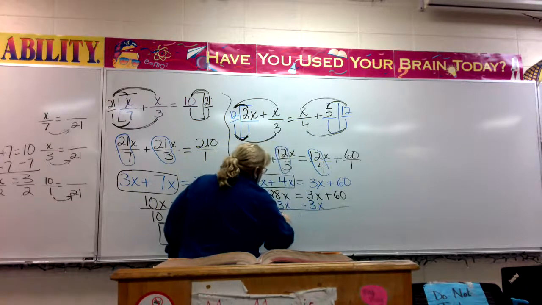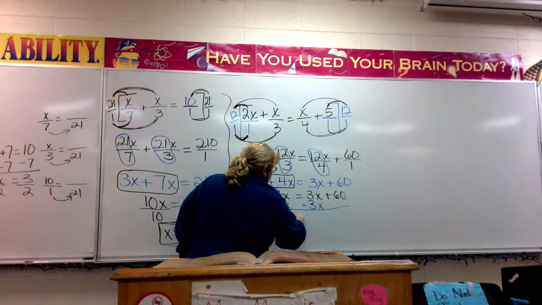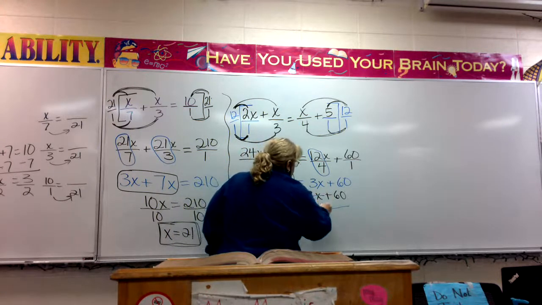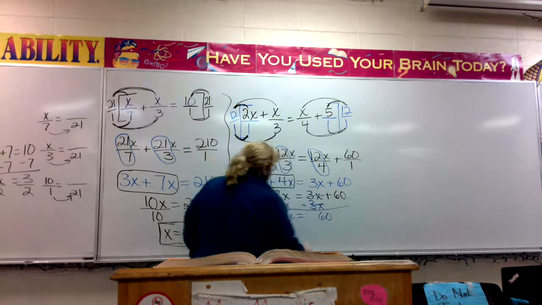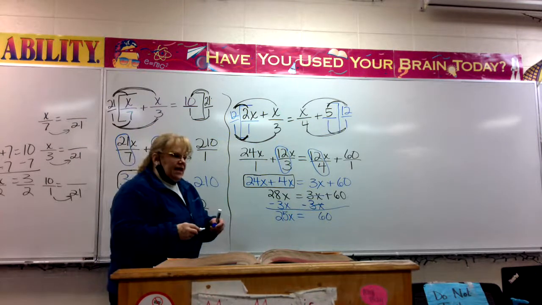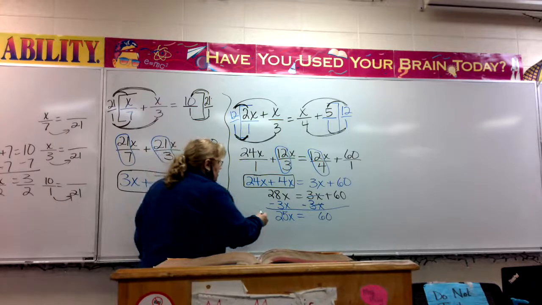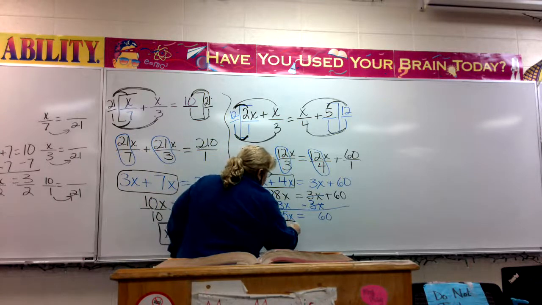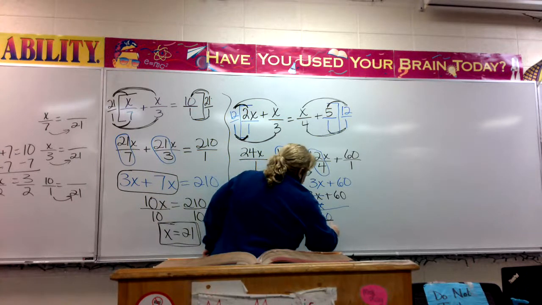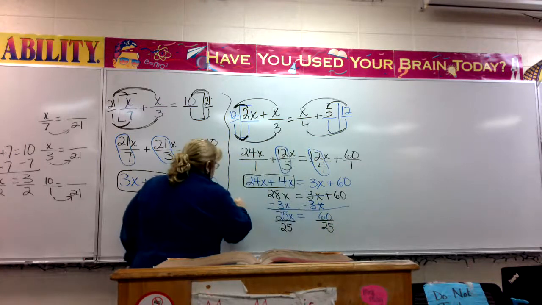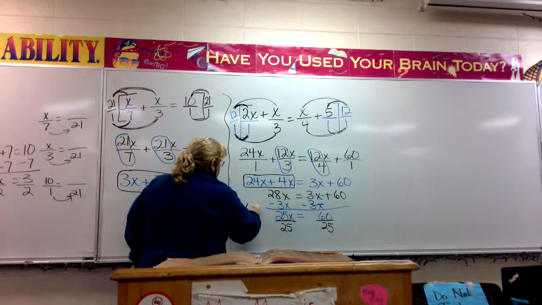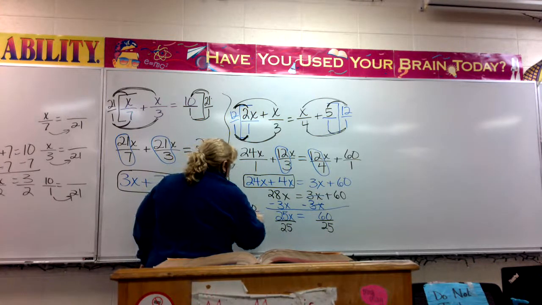So I have 25x equals, that goes away, 60. What's the last step? Right, good, yes, you've got to divide by 25. So I get x equals 60 over 25.